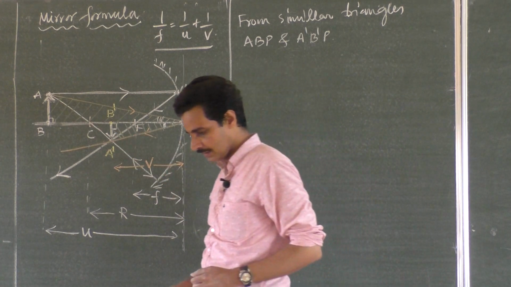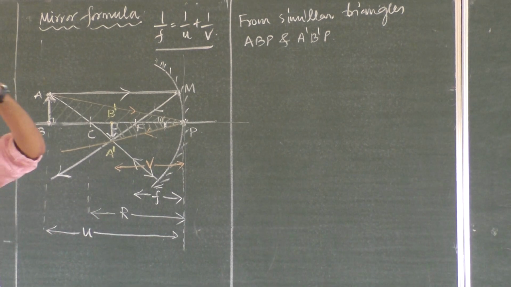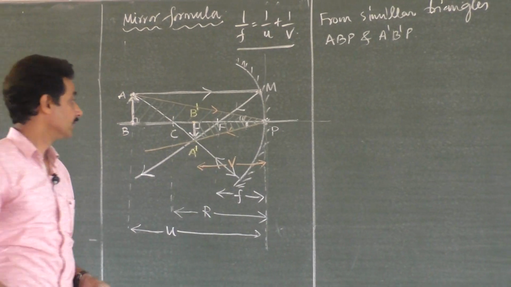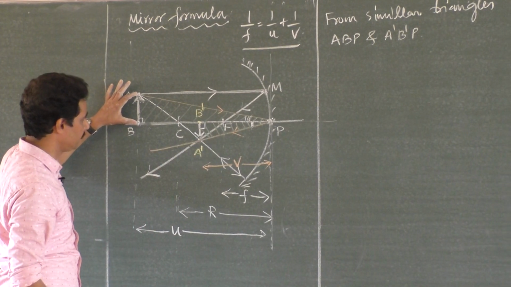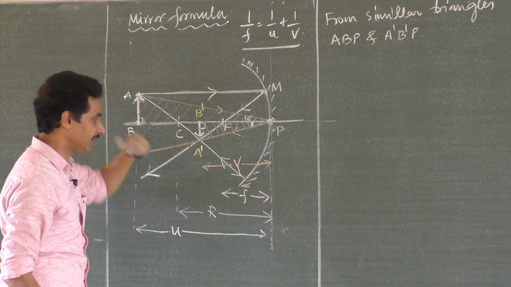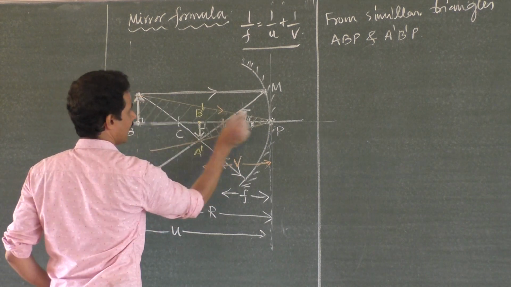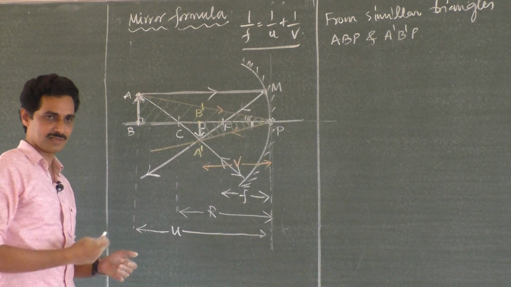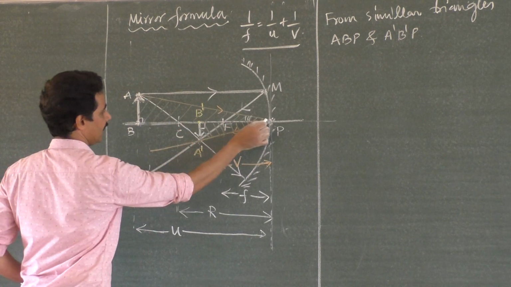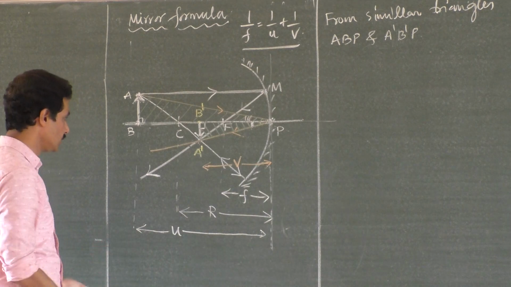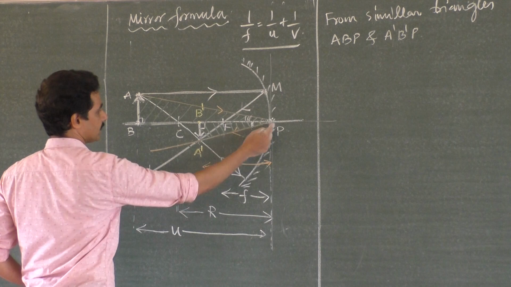In similar triangles, always, suppose one side is double the other, then the remaining sides will also be double the other. That means, for example, if this side of the triangle ABP is double this side, then definitely this side will be double this side, and this side will be double this side. That ratio remains the same. Suppose this one is 3 times greater than this, then this side will be 3 times greater than this. That means the ratios of AB to A'B' and AP to A'P are the same.